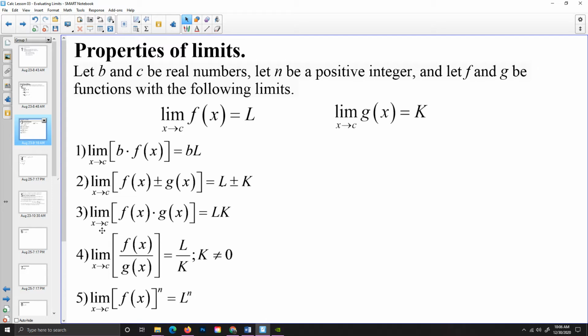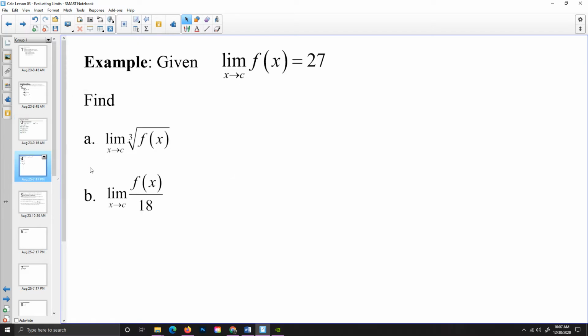The limit as x goes to c of the product of two functions is the product of the two limits. The limit of the quotient of two functions is the quotient of the two limits, provided that the denominator is not equal to 0. And the limit of a function raised to a power is the limit raised to the power. So, some examples that will use these properties.